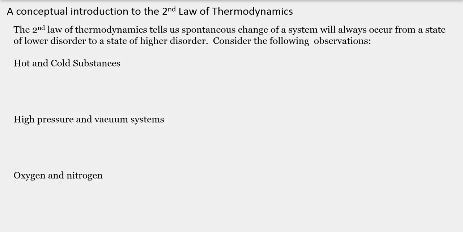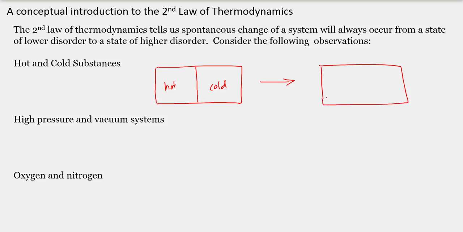Now, our observations tell us that something like the second law of thermodynamics should exist. So we're going to have a conceptual introduction to the second law of thermodynamics right now. We're going to consider three systems. One where we have a hot and a cold material that are placed in contact with each other initially. And we know over time that this system will equilibrate to the same temperature. And that's thermal equilibrium.